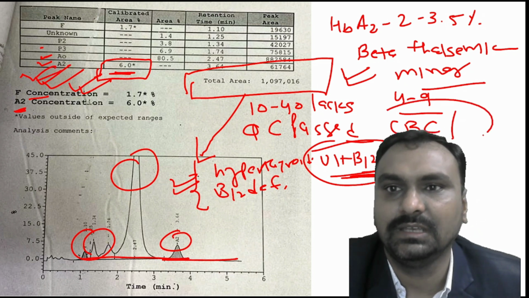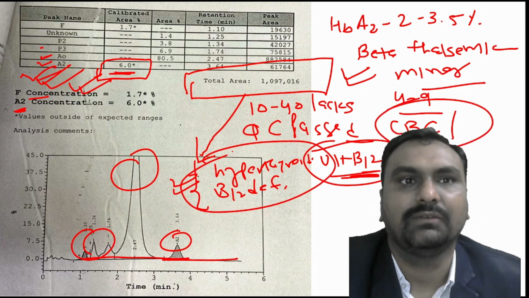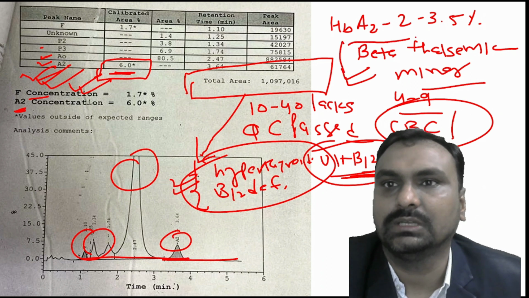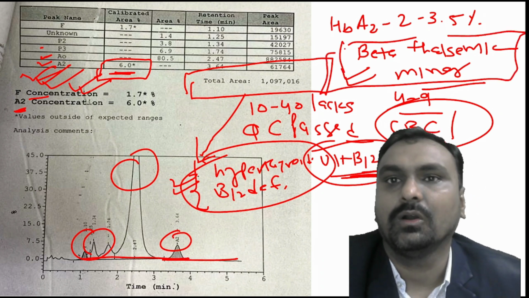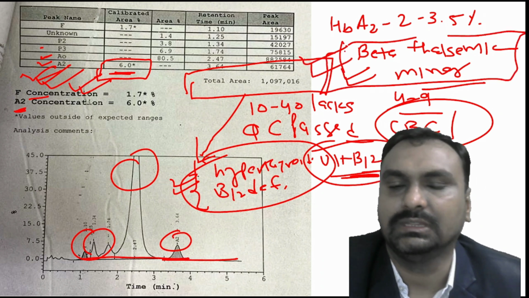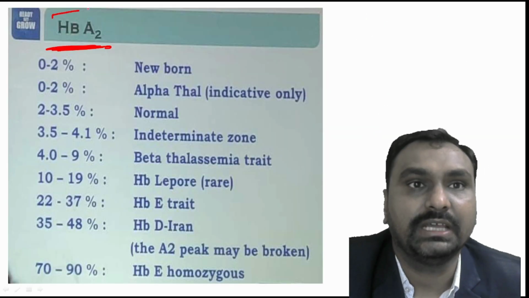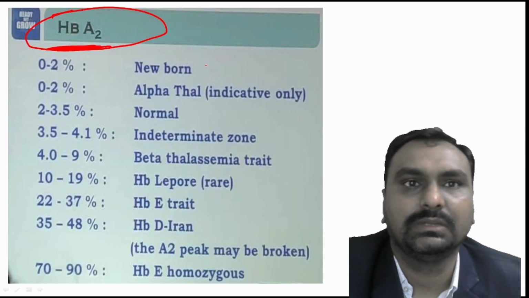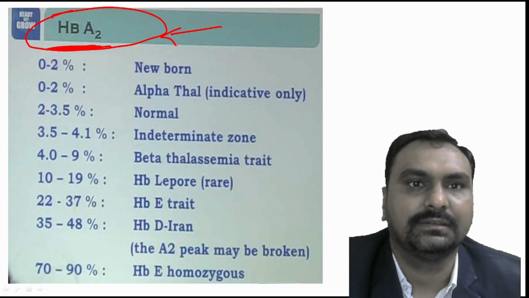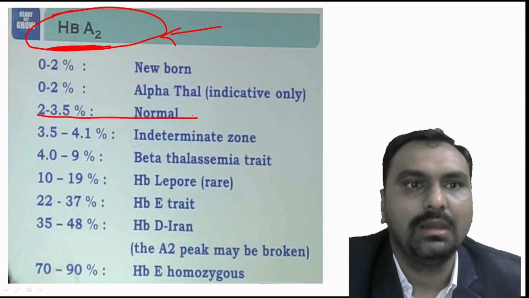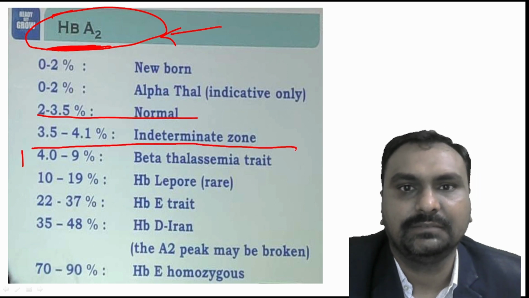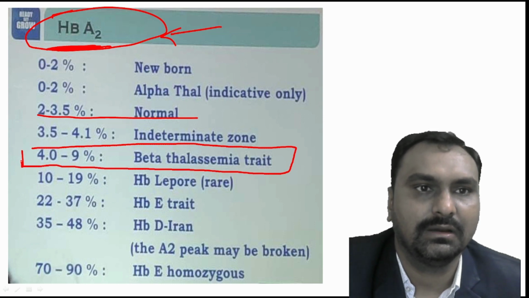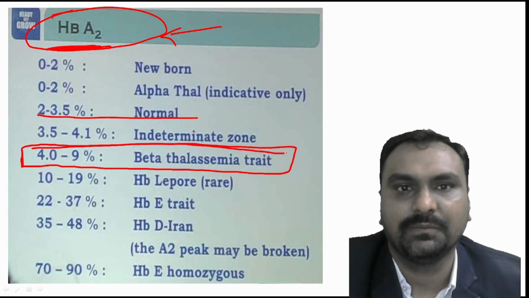So, you have to see the CBC reports, rule out other causes that will increase the HbA2, and then give the diagnosis of beta thalassemia minor along with the family screening and confirmation with DNA sequencing. So based on the HbA2 concentration, we can give the diagnosis of different diseases. So 2 to 3.5% is normal. Okay, 4 to 9% is beta thalassemia trait. Okay, along with that you have to correlate with the CBC findings.